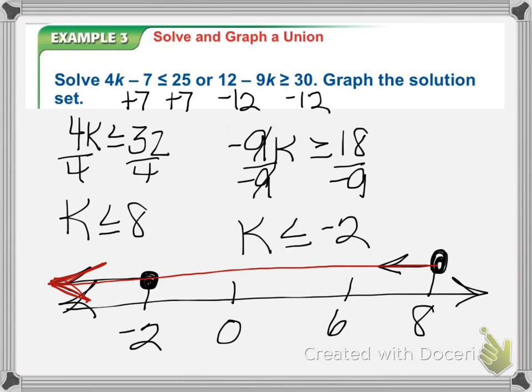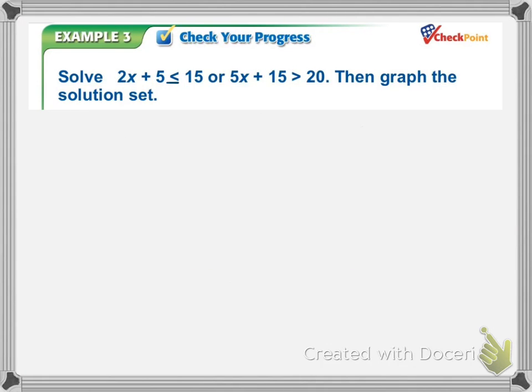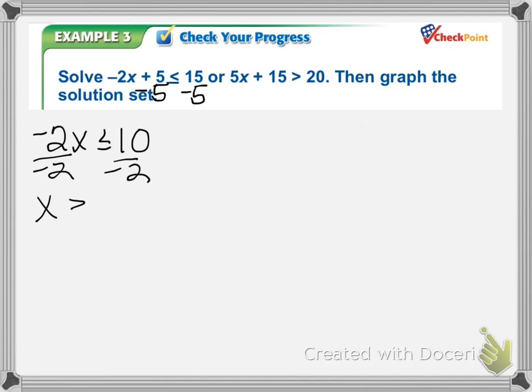All right, so let's do one more. So go ahead and pause and give this one a try. Okay, so hopefully you had your minus 5 and your minus 5. So this was negative 2x is less than or equal to 10. Divide by that negative 2, and you have x is greater than or equal to negative 5.